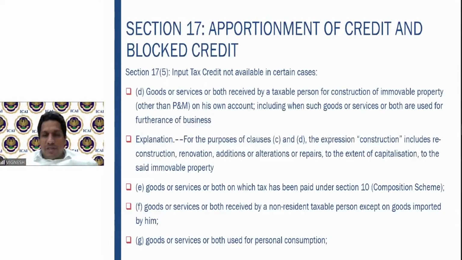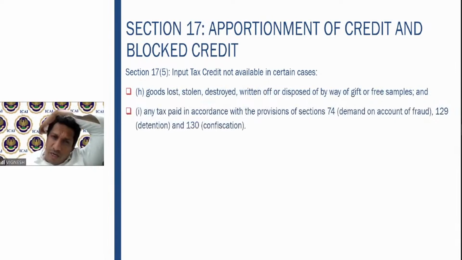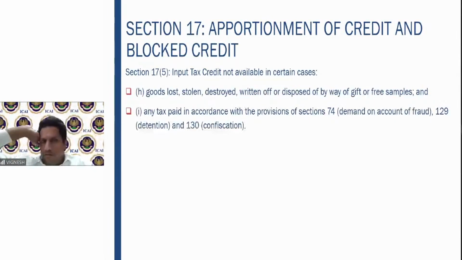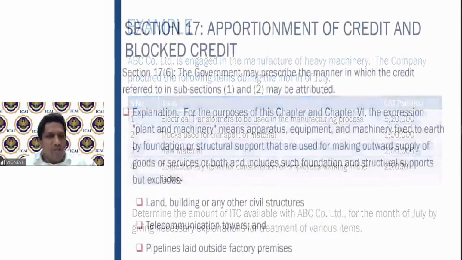Fine. Then goods on which tax is not paid under section 10. Under the composition scheme, if you have paid any tax, it will not come. Goods or services received by a non-resident taxable person, personal consumption, goods lost, stolen, destroyed, or disposed of by way of gift or free samples, and tax paid in accordance with 54, 129, 1. These three aspects. And then we worked out one problem.